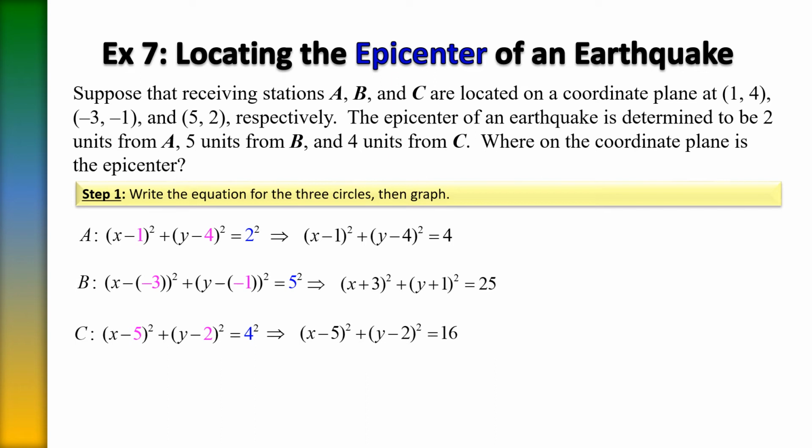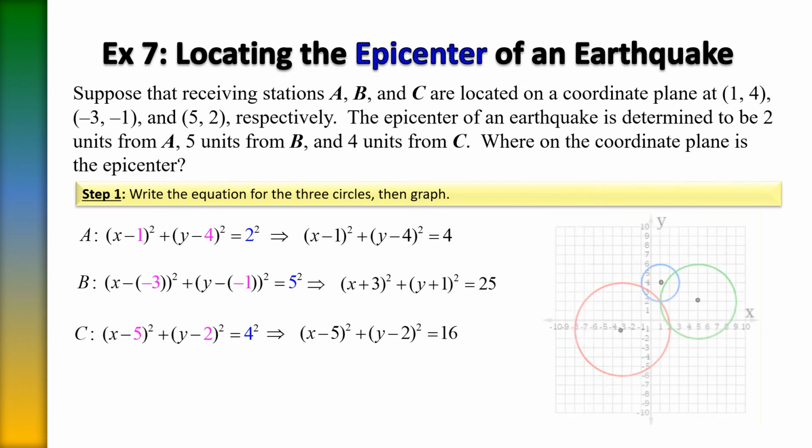Now the next thing I want to do is graph these circles so we can actually see where the epicenter is located. So if we graph these points, for the first we went over 1 and up 4. Then we moved 2 units in every direction. That's how we got that circle.